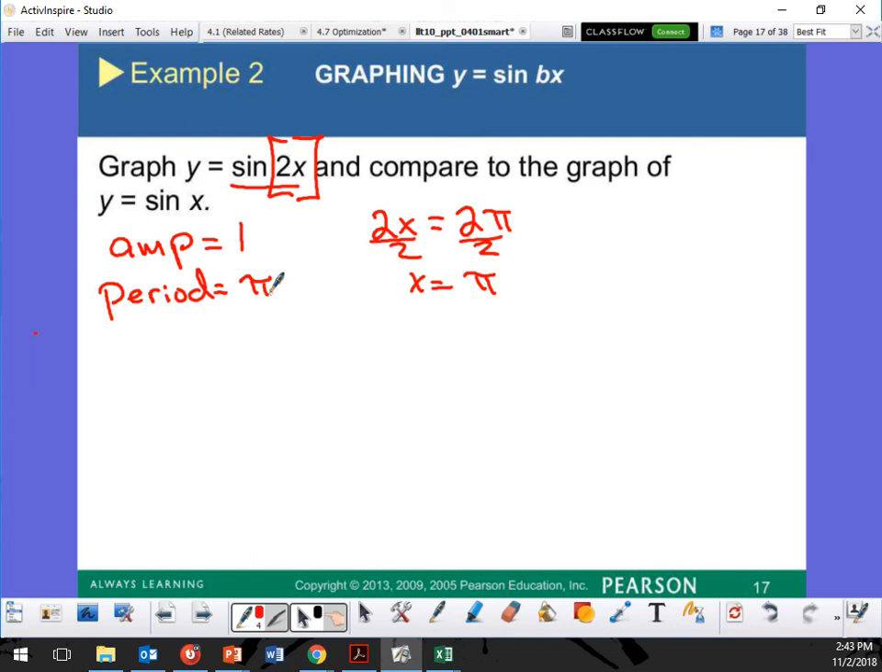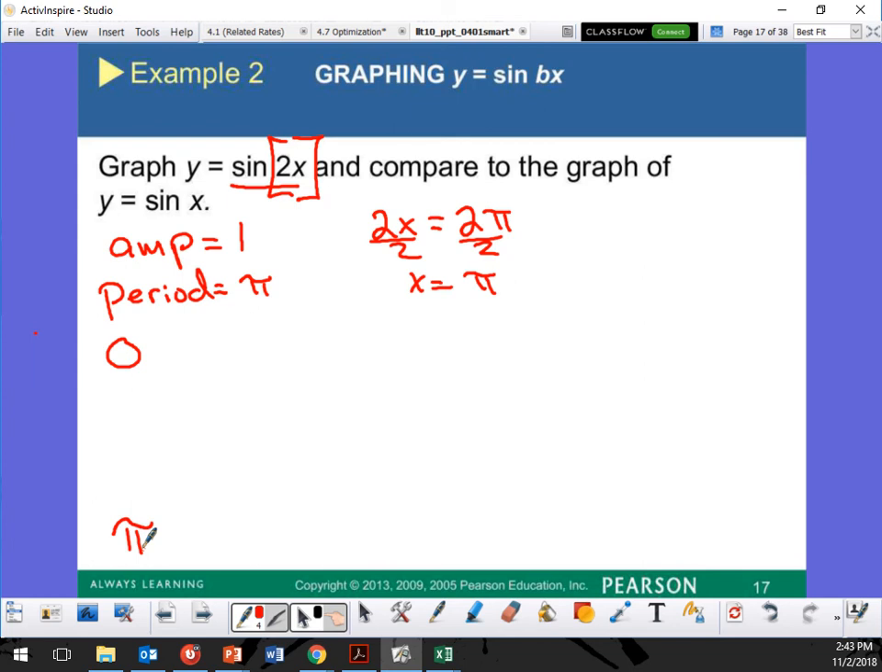So now where does sine always start? 0. And where's this one going to end? Nope, try again. Say pi. Thank you.